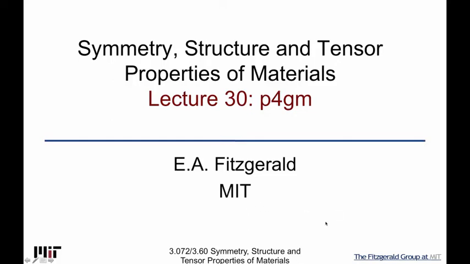Lecture 30 is P4GM. You recall that we had previously taken the point group 4 and added M to it and gotten 4MM and then put that into the lattice. Here, we're going to take the point group 4, which is in the lattice, so we'll have a P4. And just like we did, we're going to do an offset addition of G and see what that does.